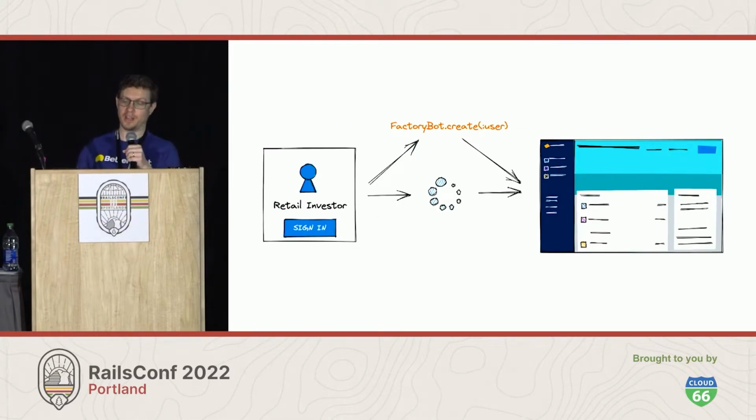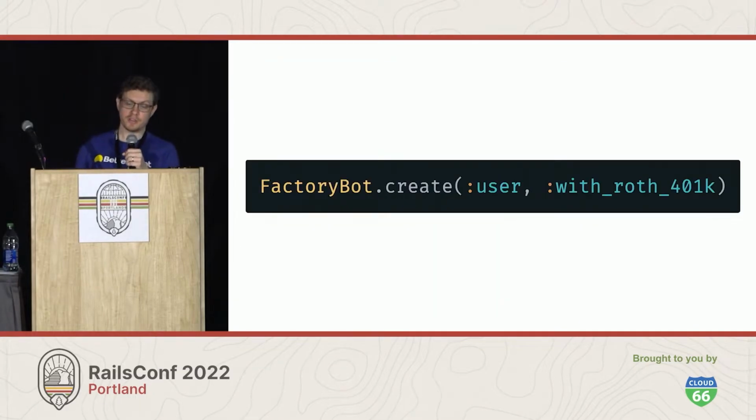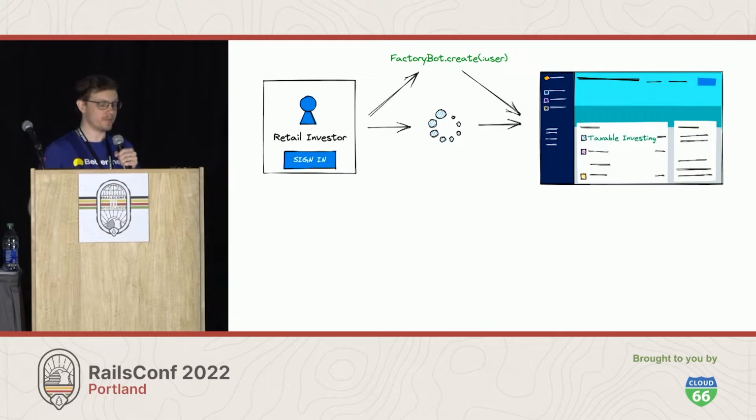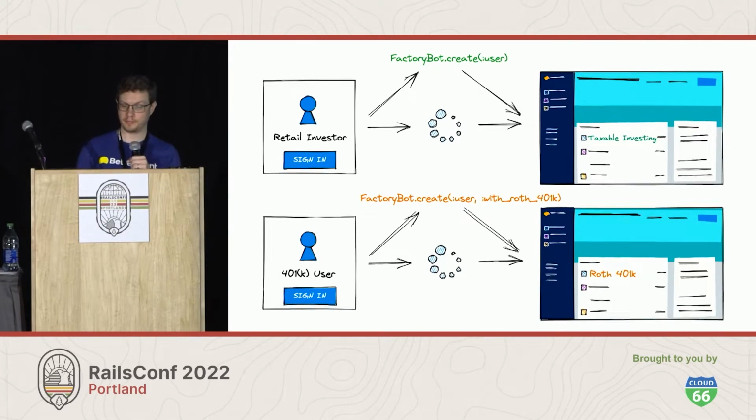And so this was great. We could easily wire this up to our sign-in button. Plus, you can define things like traits, like a user with a Roth 401k account. And then you just apply those traits at creation time. And so this was actually perfect, because each user type could get its own factory definition, and by just changing up the traits, we could change up the actual dashboard that you drop into.